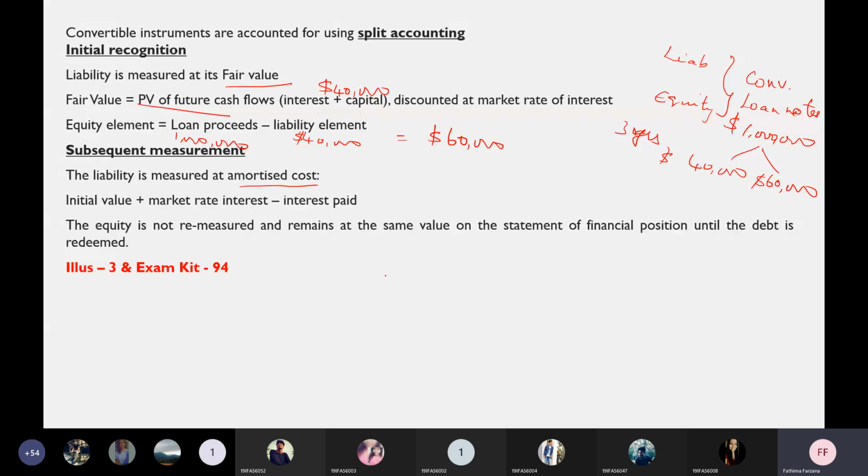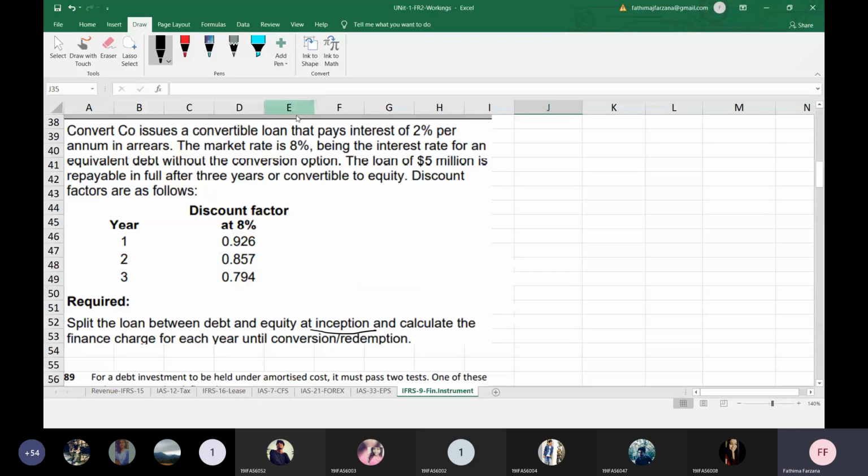Initial recognition, how will we do? The liability is measured at fair value. Fair value is the present value of cash flows. What is the present value of cash flows? Every year, how much interest you will pay, how much capital you will pay together. Interest plus capital will be discounted at the market rate. For example, in this problem, what is the interest and capital?